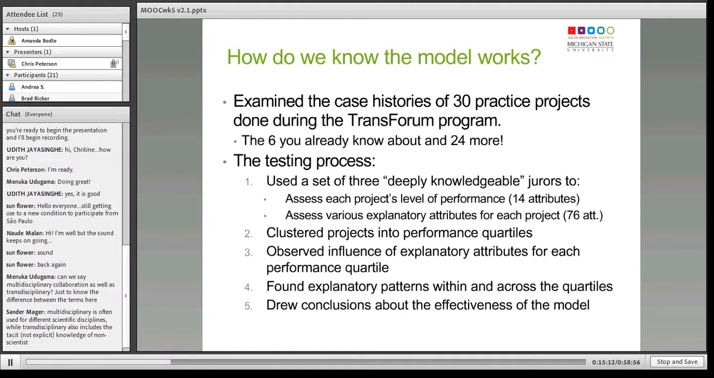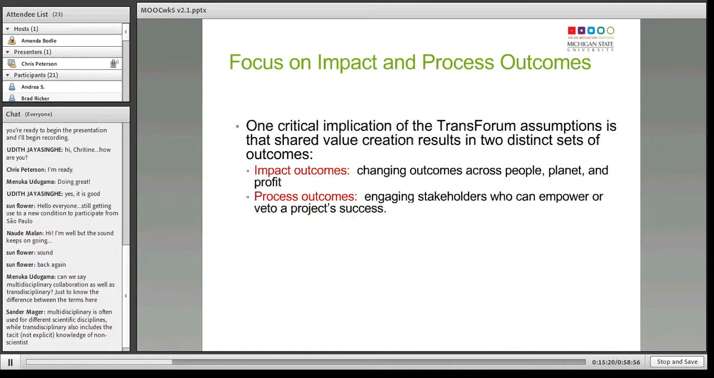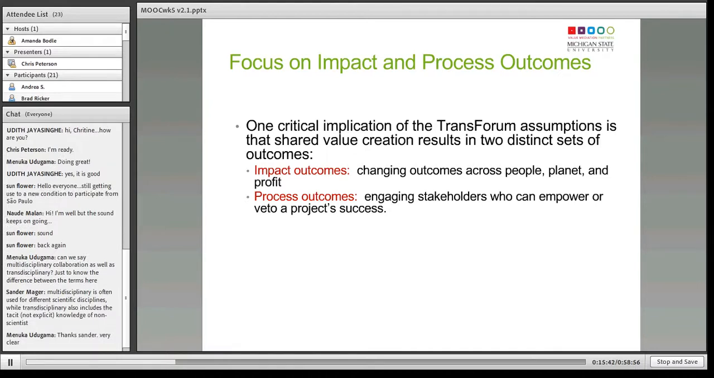So let's begin and think about the performance outcomes. It turns out that in a project like this, you really have to focus on both impact outcomes and process outcomes. Impact outcomes are things like people, planet, and profit. These are the fundamental outcomes that you want to change in the system.